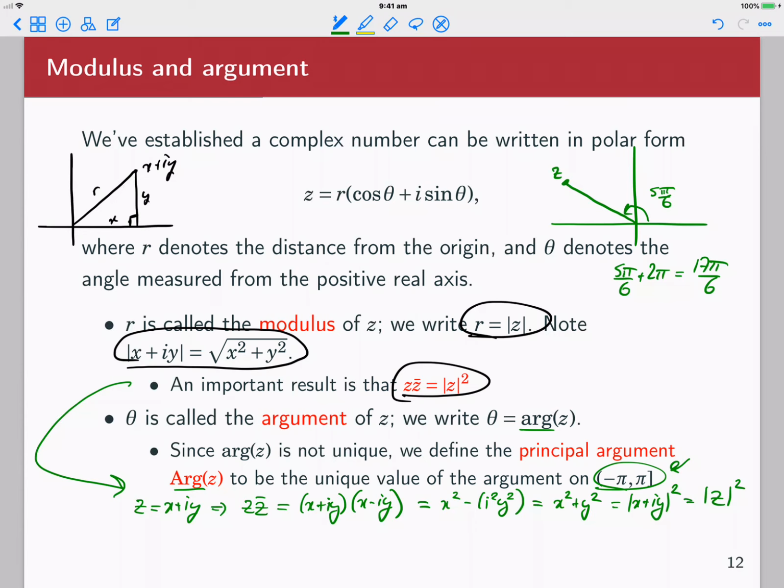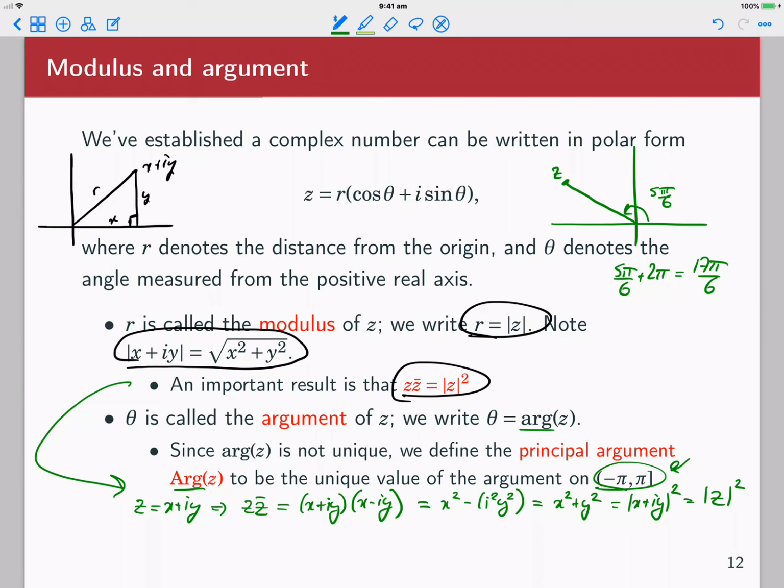So the principal argument is just the value of the angle that lies on that interval from negative pi to pi. And in fact, some people, when they refer to polar form, require that the argument be the principal argument. So you have to consult your lecturer about what their preference is. If they say take a complex number and put it into polar form, then they require you to give the principal argument. But I think, generally speaking, the convention is it doesn't really matter. Whatever argument you give is fine.